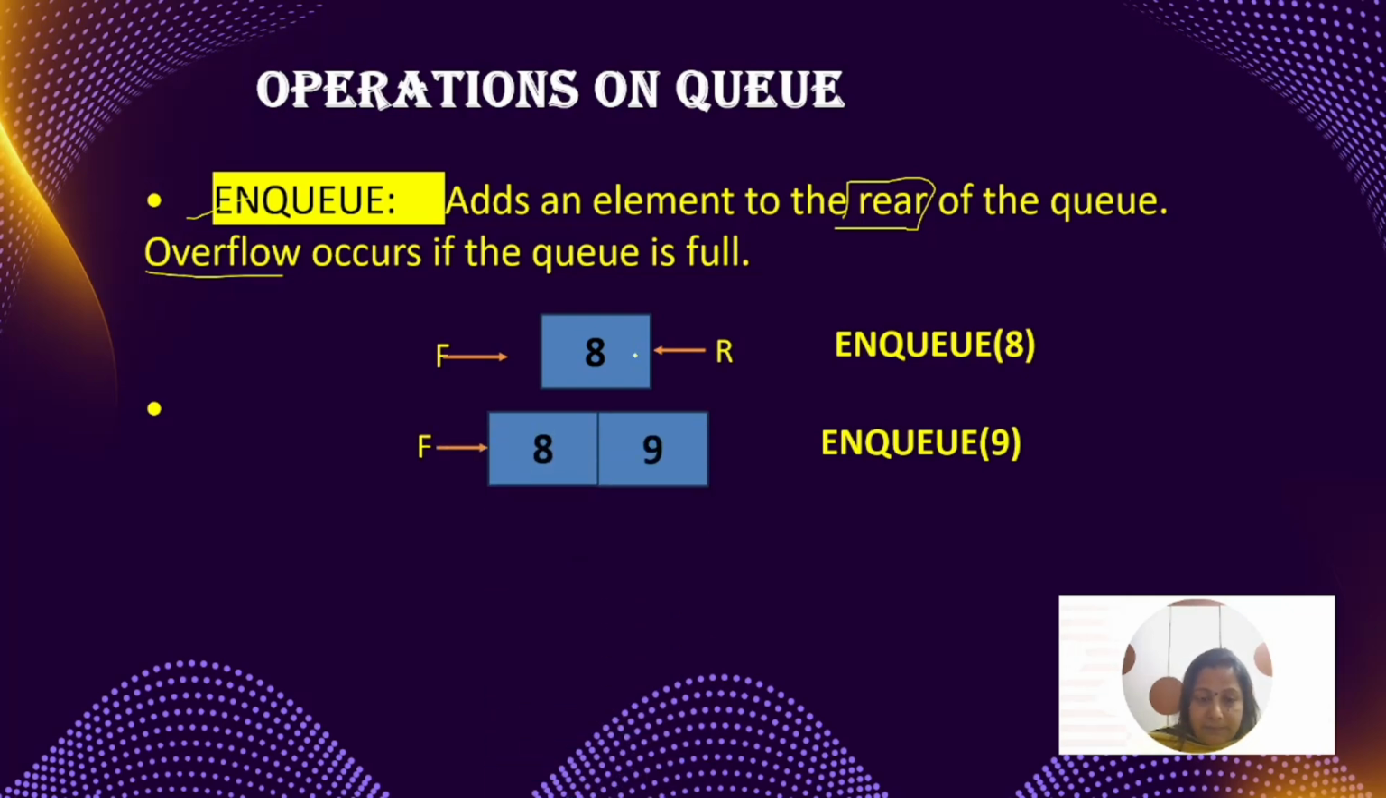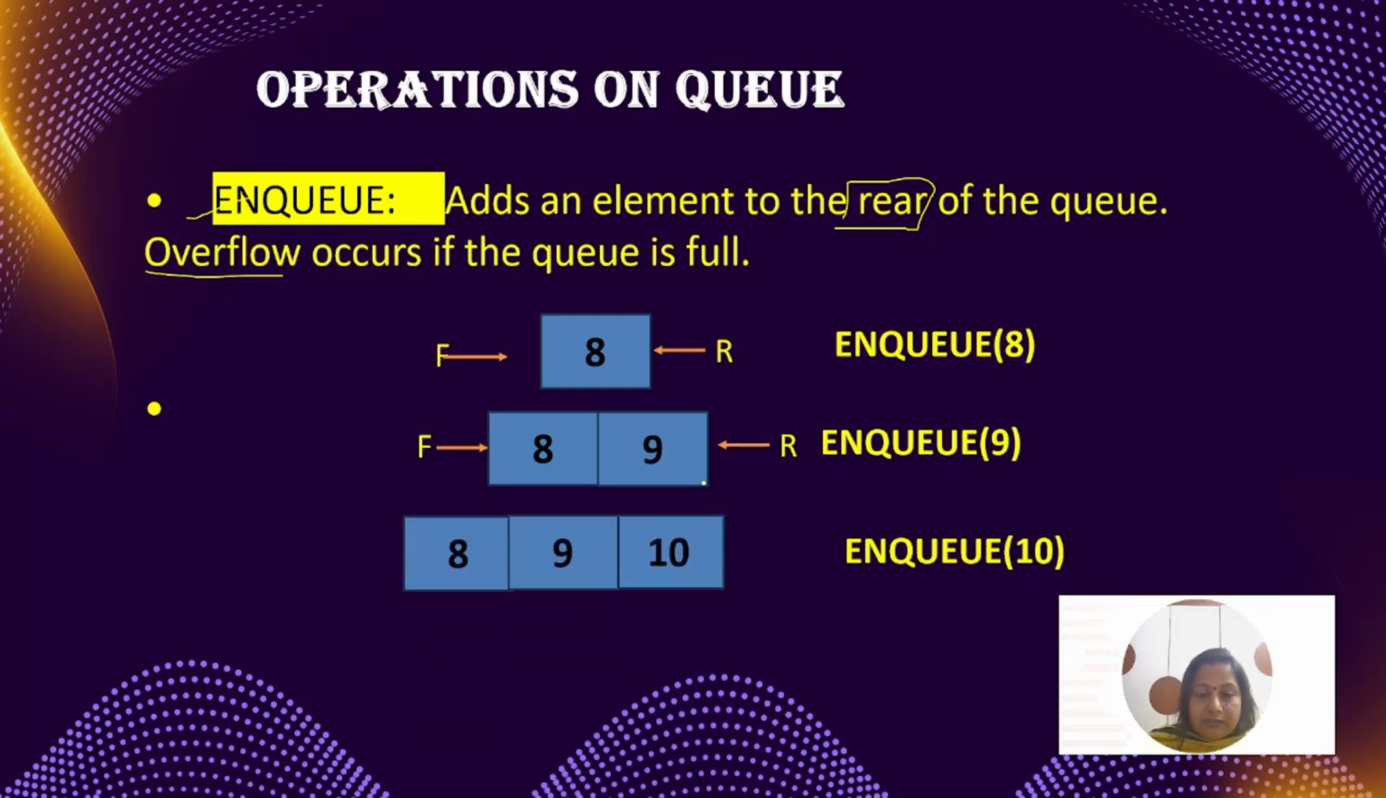So here 8 will be the front, and the rear will be the 9. And again NQ of 10. Again I want to add one more element. You can see here, front will be 8 and R will be the rear, because whatever the recent element is, that will be the rear.